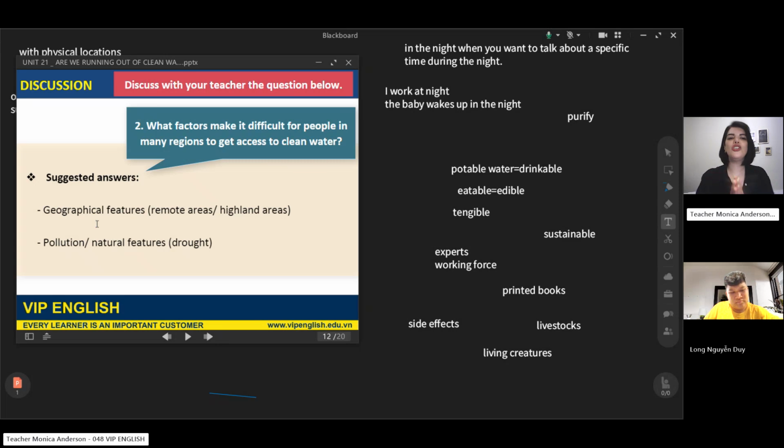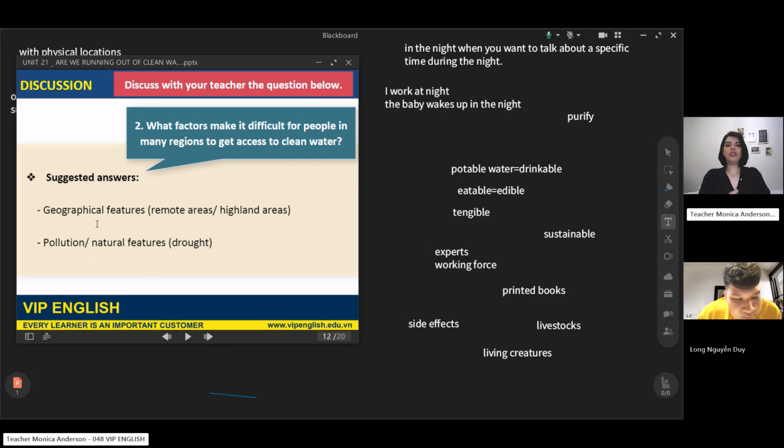So geographical features or pollution and natural features. Which one? Like drought. I think it was geography feature. Of course. When you don't have enough rain, so it's quite hard. So you need to transfer water from other countries or other regions to your country. It costs a huge amount, of course.